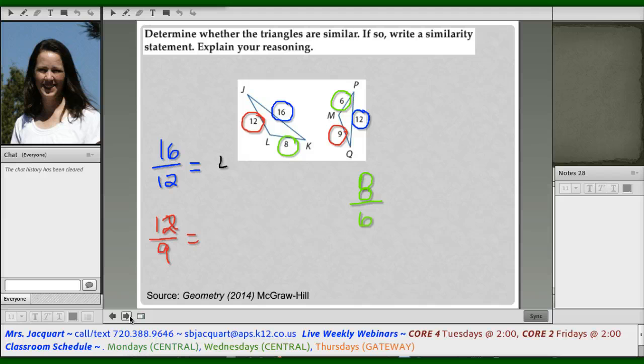This one simplifies to 4/3. This one simplifies to 4/3. This one simplifies to 4/3. So yes, similar.